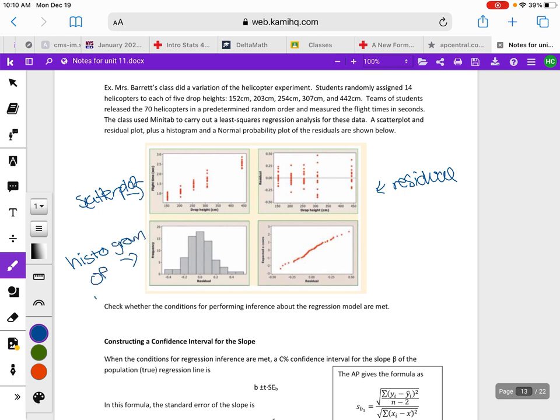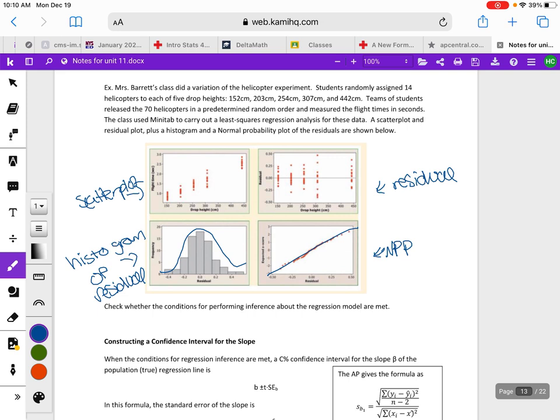Now, you can also look at this one to establish normality. So you see that nice normal shape right there. So that's one way to establish it. This last one right here is a normal probability plot. And what you're looking for is to see if that's linear. So as long as it looks somewhat linear, you're good to go forward.